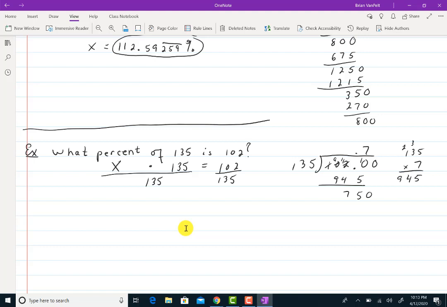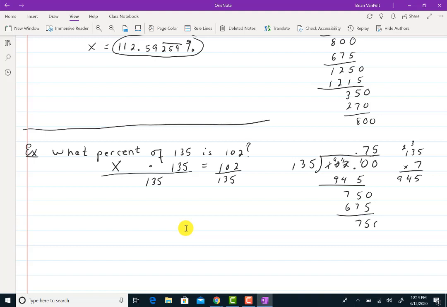135 into 750 goes twice, 3, 4. You see 4. Let's try 4 times 135. I think 5 is too much. No, 5 is not too much. I can do 5 times 135. 5 times 135 is 500, 650, 675.